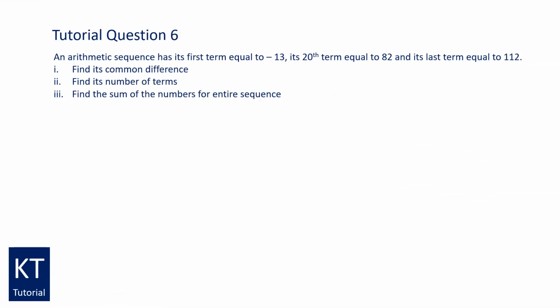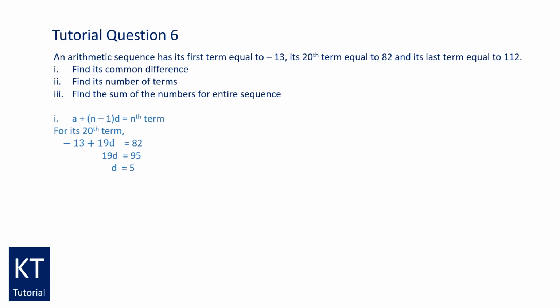Tutorial question 6. An arithmetic sequence has its first term equal to minus 13, its 20th term equal to 82, and its last term equal to 112. Find its common difference.